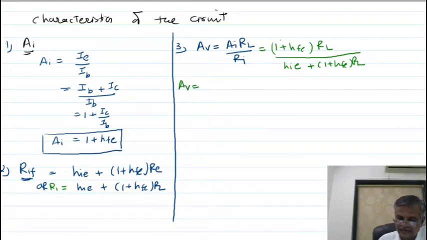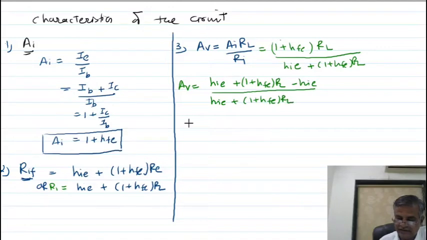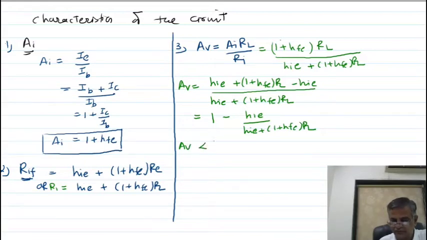So for voltage gain, you add the HIE term and you subtract HIE plus 1 plus HFE into RL. So this I can write as 1 minus HIE upon HIE plus 1 plus HFE into RL. So what does it mean? Voltage gain is always less than 1. That is an important characteristic of a common collector circuit.